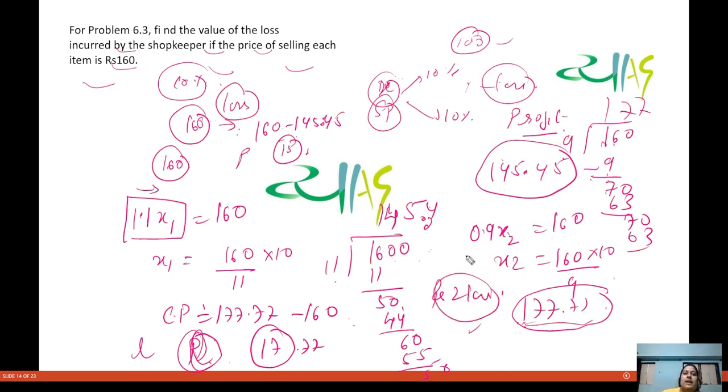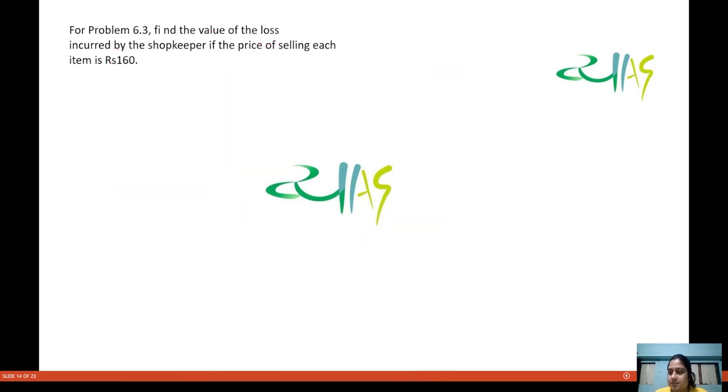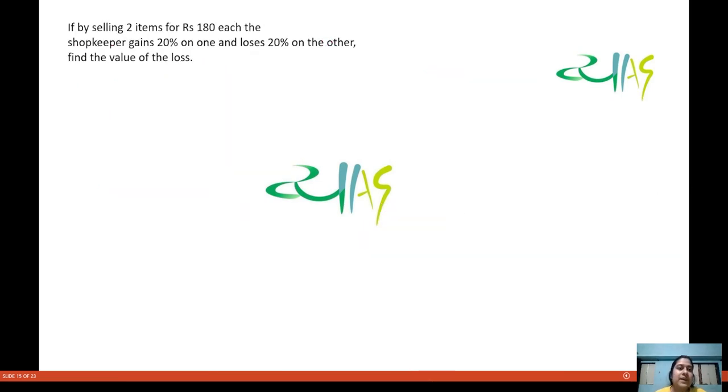Okay, so it is asking to find the value of loss incurred. If you have to find the percentage, obviously 2 by 160 into 100 is your percentage loss. Okay, but here only the value is asked, so obviously here only the calculation is cumbersome, otherwise the formula is very simple. I hope everybody is clear with this thing.